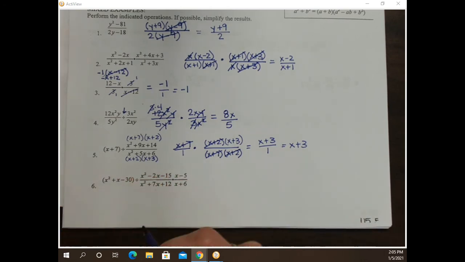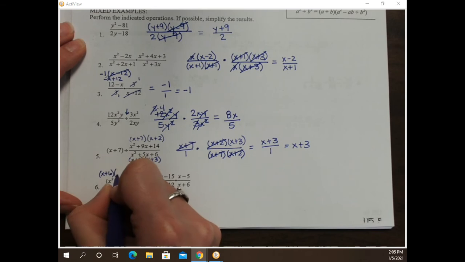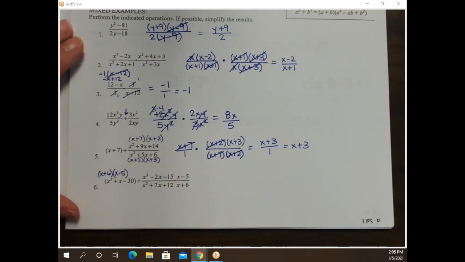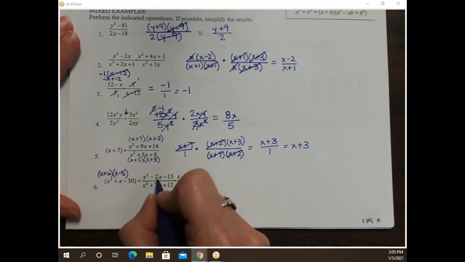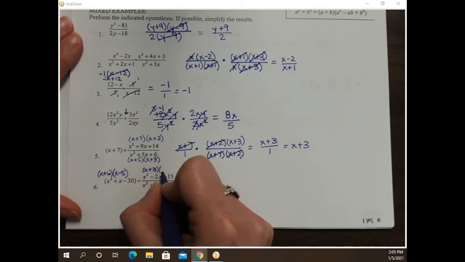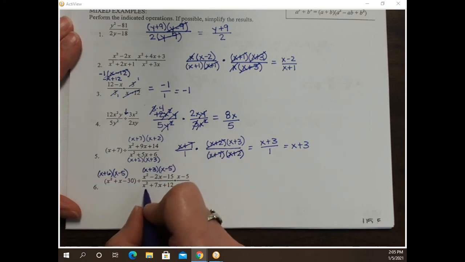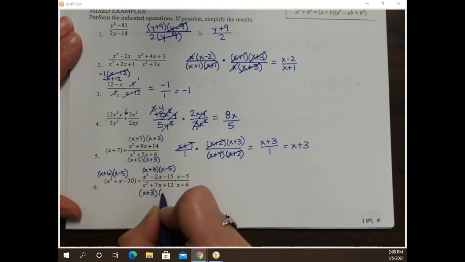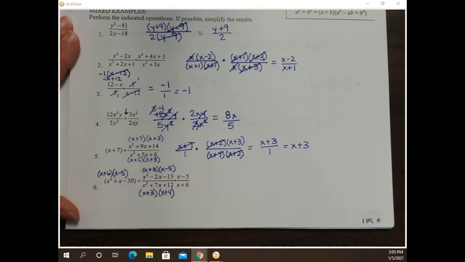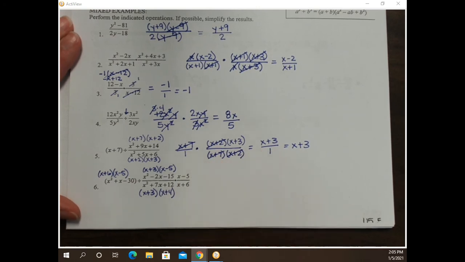X squared plus x minus 30 would be x plus 6 times x minus 5. X squared minus 2x minus 15 would be x plus 3 times x minus 5. X squared plus 7x plus 12 would be x plus 3 times x plus 4. And then x minus 5 is as factored as it's going to get, so is x plus 6.